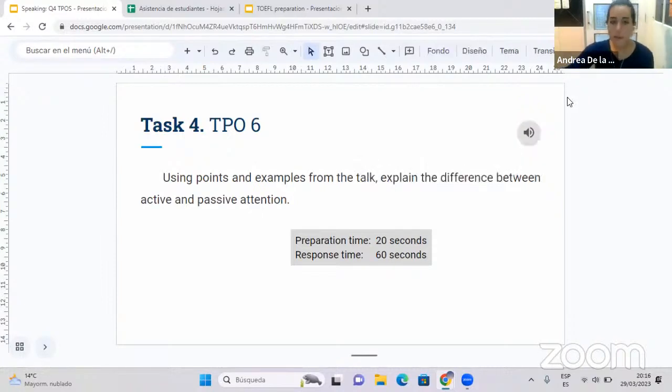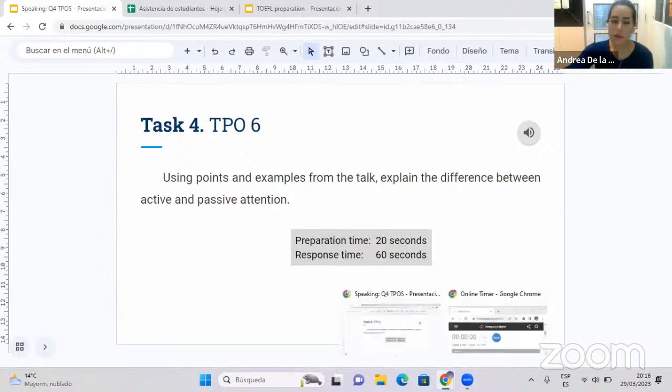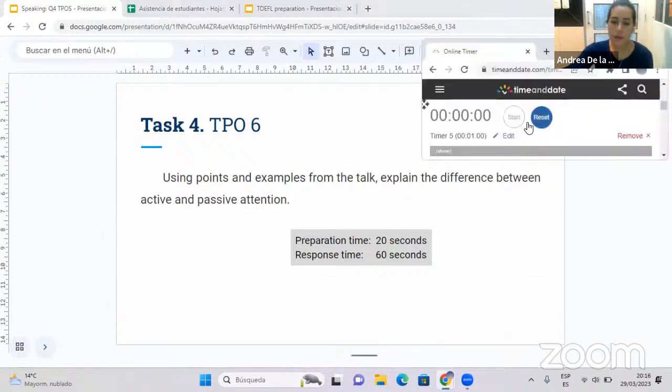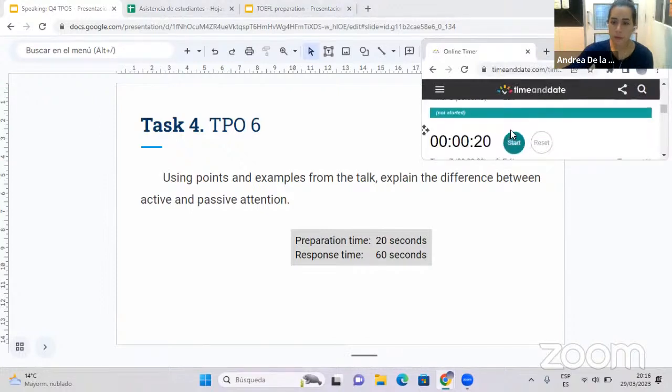Okay, now the question says, using points and examples from the talk, explain the difference between active and passive attention. You will now have 20 seconds to prepare your response.